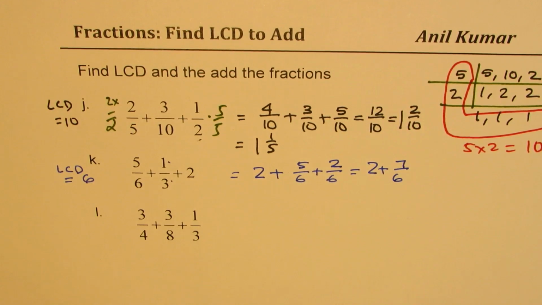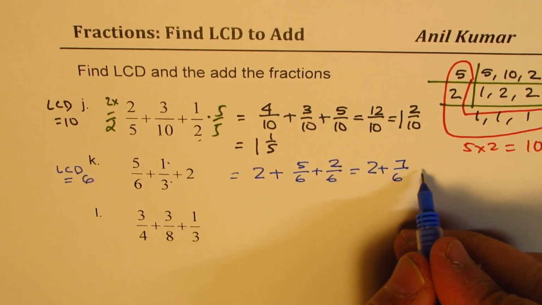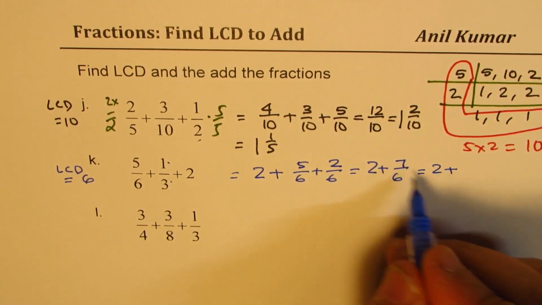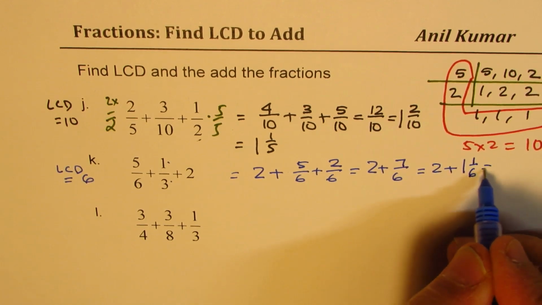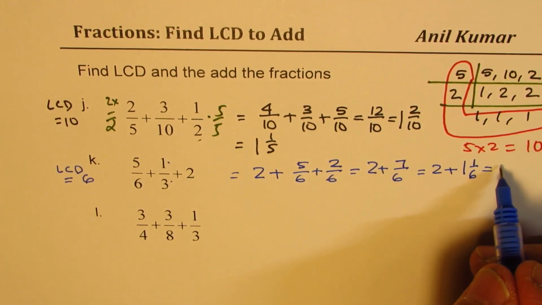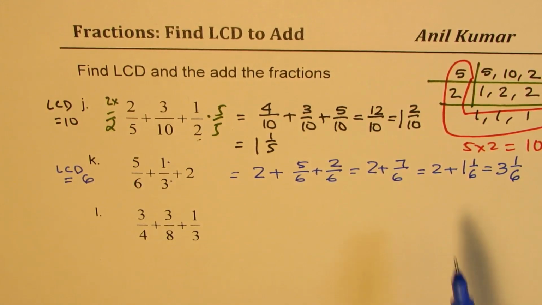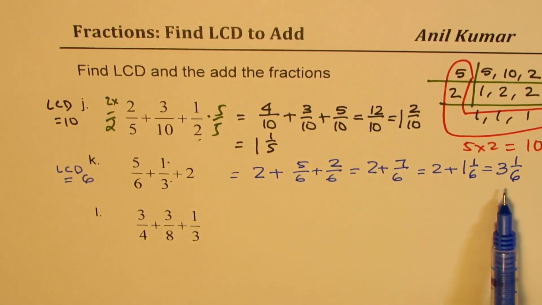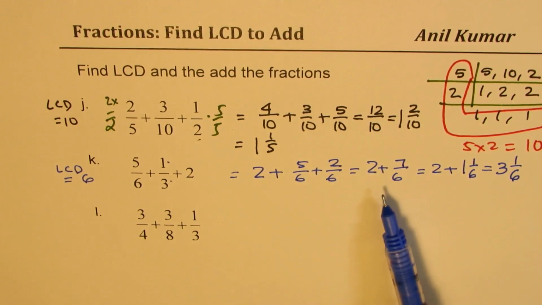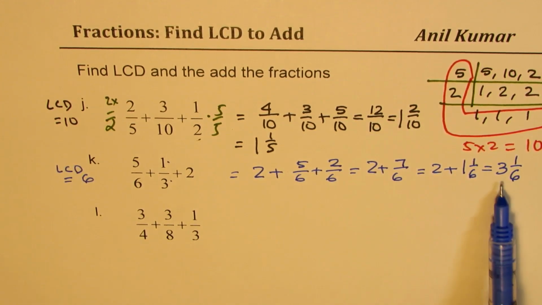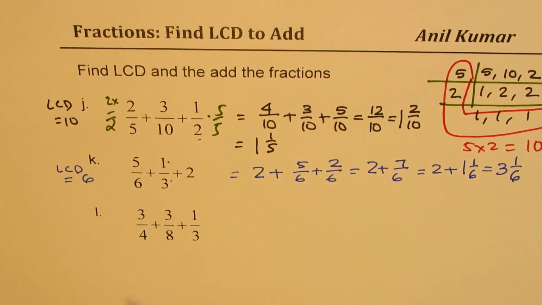Now 7 over 6 is an improper fraction. I could write this as 2 plus 1 over 6. Now 2 plus 1 is 3. So we could write this as 3 times 1 over 6. Slightly complicated, but well, think about it. And once you have practiced a lot, that will make sense to you. For the beginners, it might be slightly more complicated, correct? Okay, now let's do the last one.